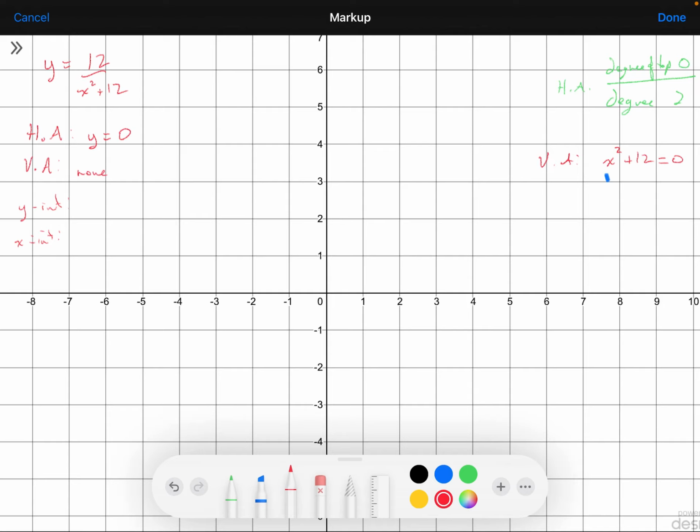My y-intercept is when I let x is equal to 0. So if I let x is equal to 0, f of 0 is going to be 12 over 0 squared plus 12. Simplifying, the numerator is 12 over 12, which is 1, and there we have it.